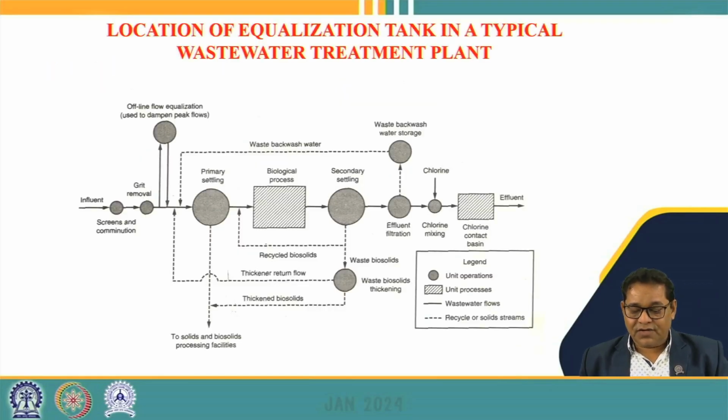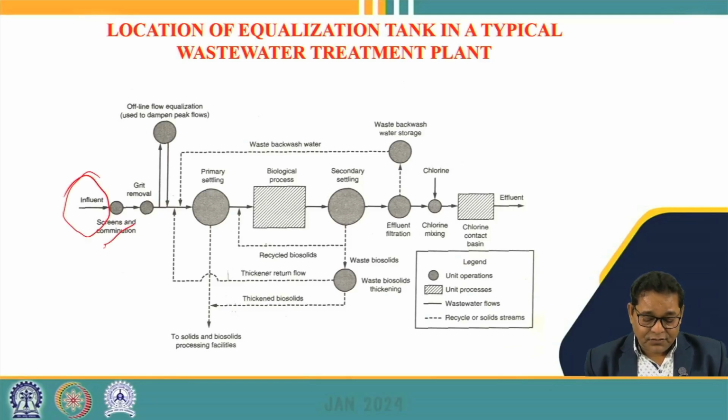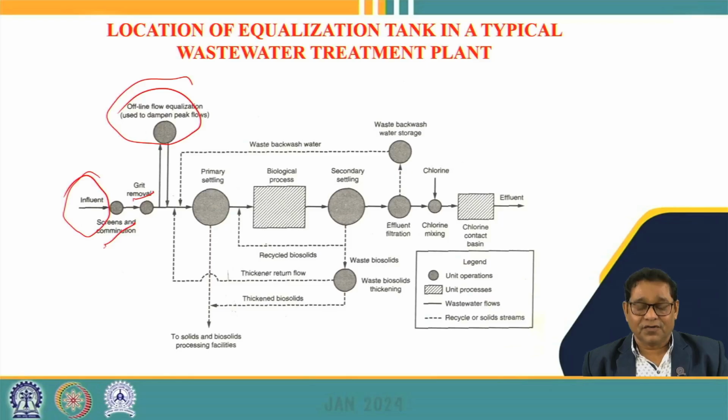This slide shows the location of the equalization tank in a typical wastewater treatment plant. Here we can see the entire flow diagram. After the effluent enters the screen and comminutor, the second unit is called the grit chamber. Immediately after the grit chamber, the equalization tank is provided. Here, an offline flow equalization process is provided. The location for this equalization tank is just after the grit removal system, and it is provided before the primary settling tank.